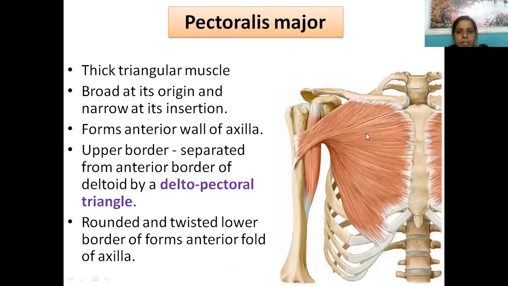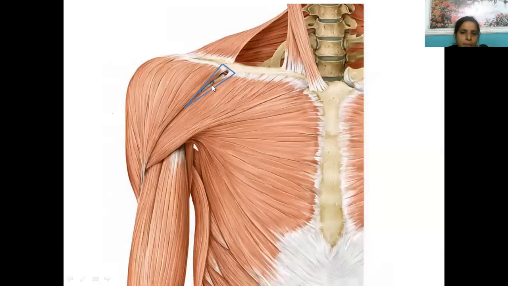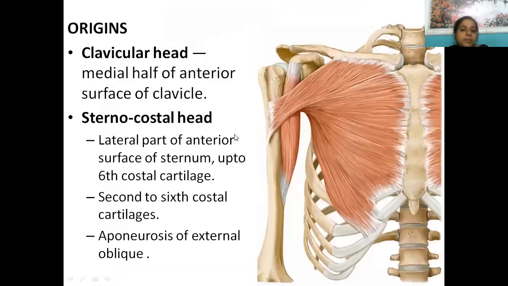Beta, we'll do it. Pectoralis major is a thick triangular muscle, broad at its origin, narrow at its insertion. It forms the anterior wall of axilla. The upper border is separated from the anterior border of the deltoid by the deltopectoral groove. You can see the upper fibers are coming down, lower fibers are going up. Hence it is rounded and twisted, and it forms the anterior fold of axilla. In the deltopectoral groove, between pectoralis major and deltoid, we have the cephalic vein.